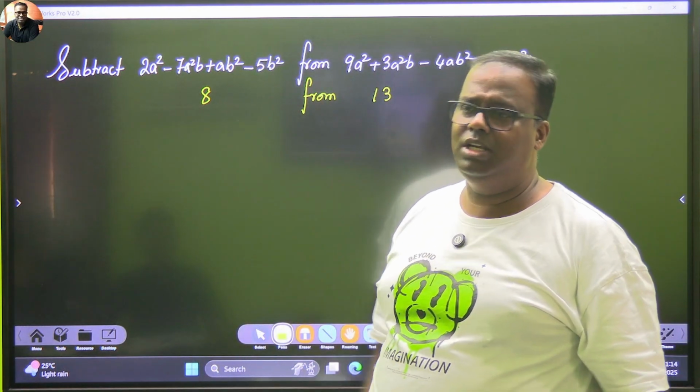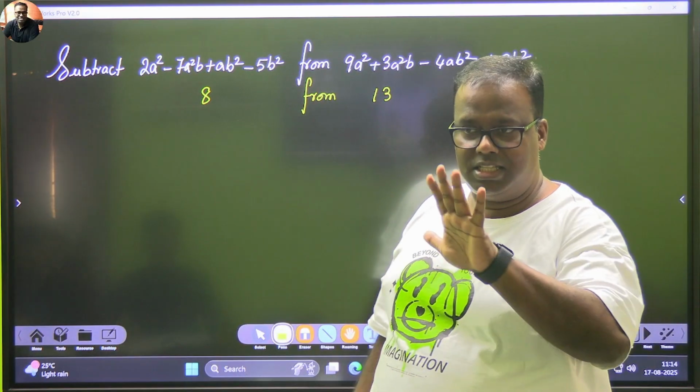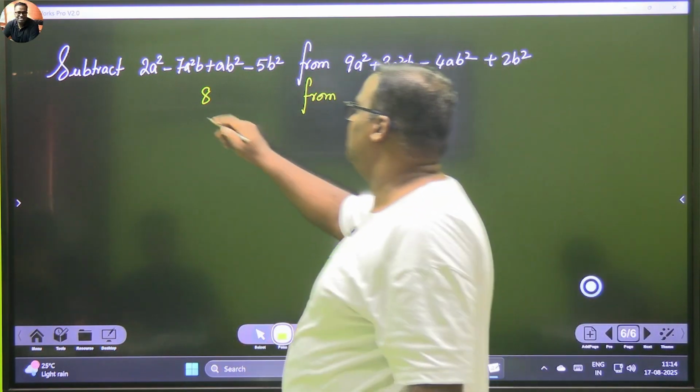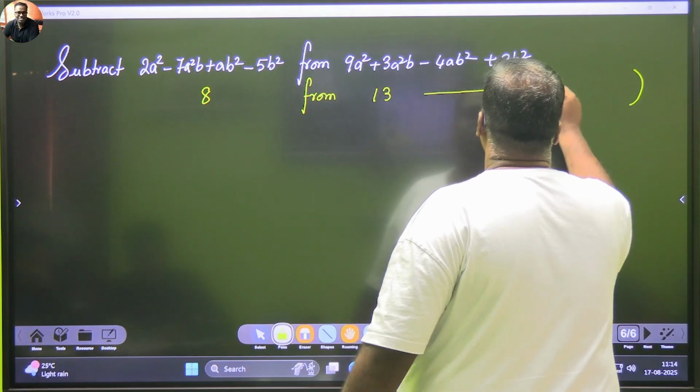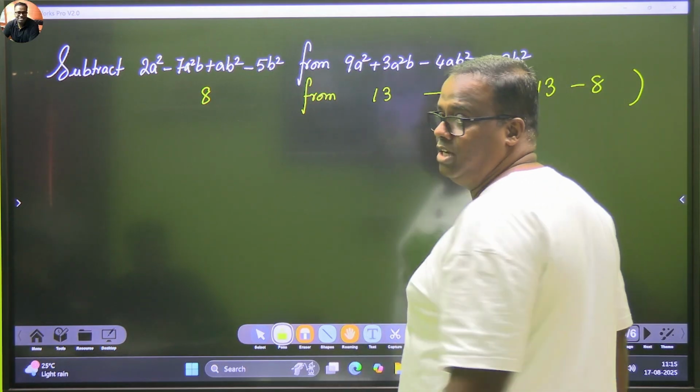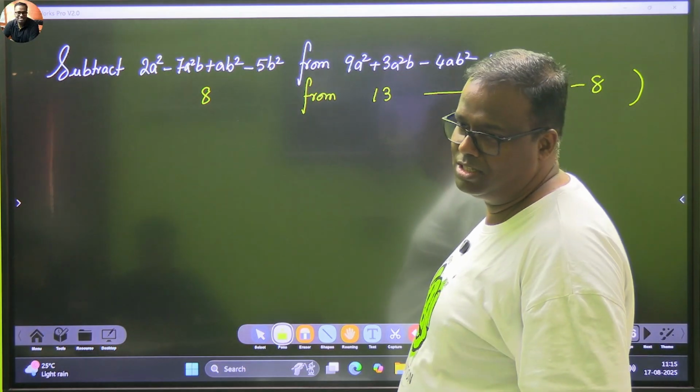Subtract 8 from 13. If you are not sure, it is 13 minus 8. Have you understood? Yes. What does this statement in English mean in mathematics? This statement in English means 13 minus 8. From the greater we always subtract the lesser number.